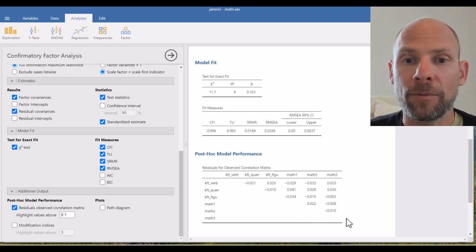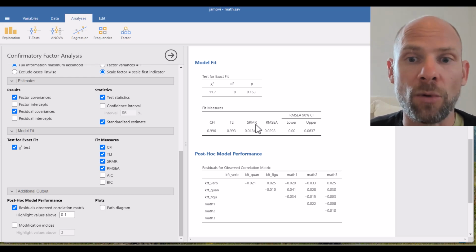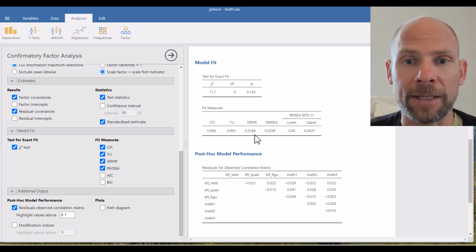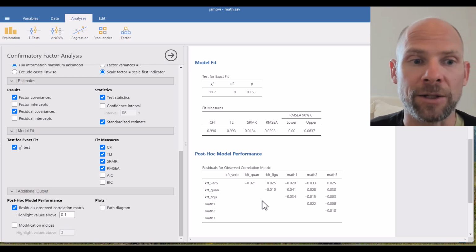This residual correlation matrix is what is summarized by the SRMR. So that's an overall measure of the standardized residuals. And so that basically echoes what we see here in the matrix, with lots of values that are close to zero, as it should be.